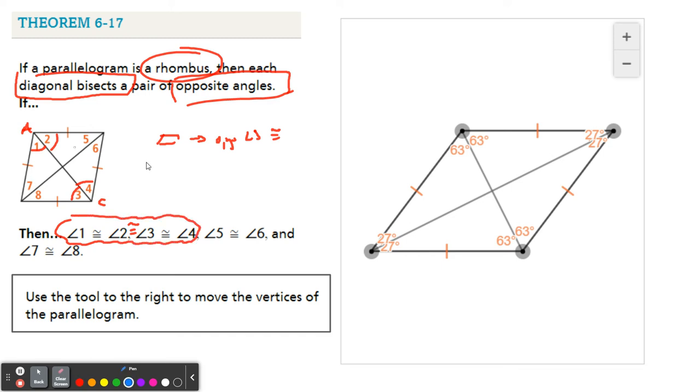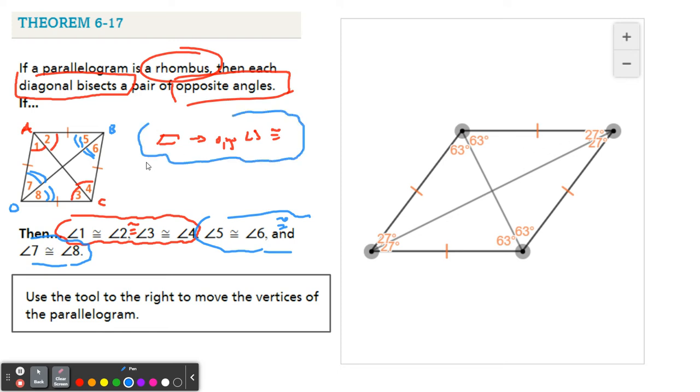Same thing happens along this diagonal. So 5 and 6 are congruent because they're bisected. That corner angle. 7 and 8 are congruent. But again, if this is B and this is D, angles B and D are overall congruent by the fact that it's a parallelogram. So when that corner angle is bisected, each of the smaller angles will be congruent to each other. So again, 5, 6, 7, and 8 are all congruent to each other. As you look in this picture, you can see there are four 63-degree angles and four 27-degree angles. And again, it's because of the fact that the opposite angles of a parallelogram are congruent.